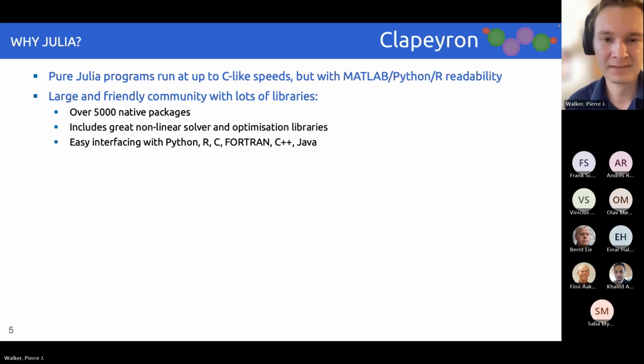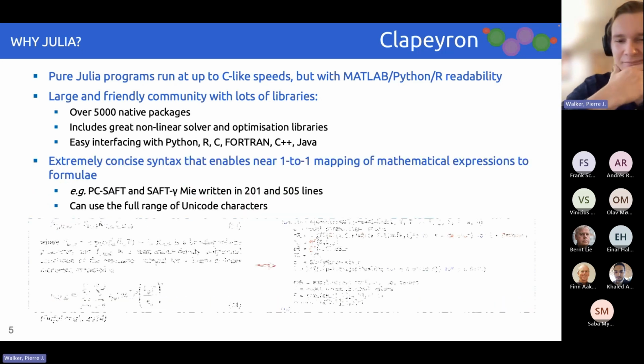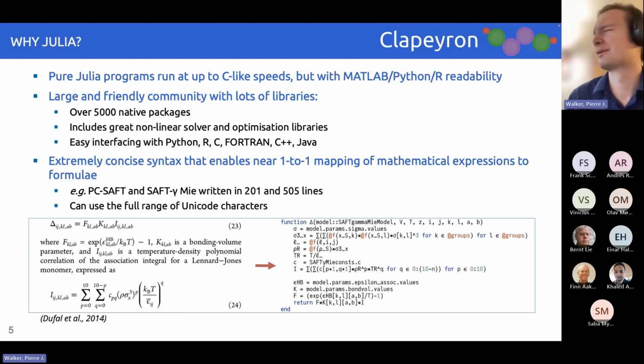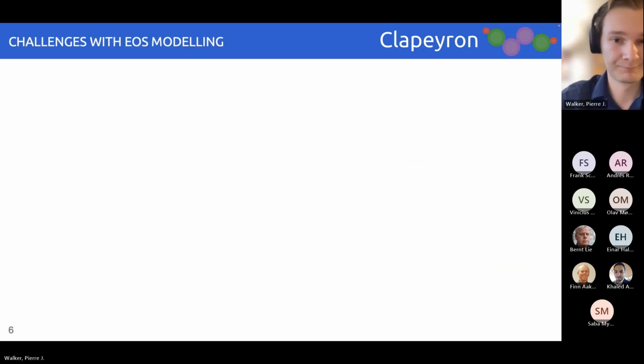One aspect of Julia I'd like to bring up that isn't quite talked about as much is the extremely concise syntax arising from the support of Unicode characters. I've personally found it much easier to communicate with both experts and non-experts about my codes because of the almost one-to-one mapping between mathematical expressions in papers, for example, and the implemented code that we have within Clapeyron. Even for these, which leads to some of the more concise implementations of quite advanced equations of state.